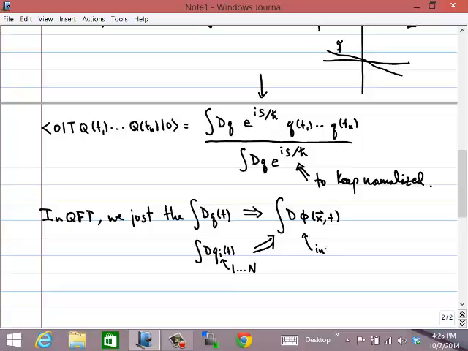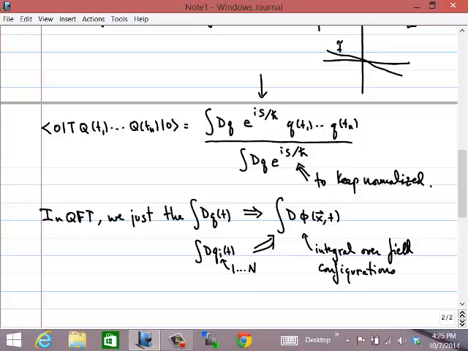So this is an integral over all field configurations. That is to say, all possible values of phi as a function of x and t.